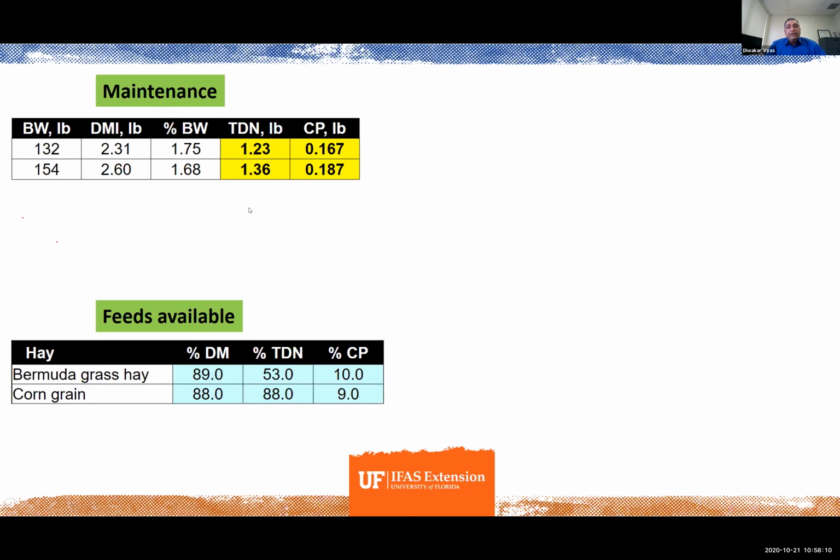Okay. So we have two feeds available at the farm. One is Bermuda grass hay, and second is corn grain. And this is the nutritive value of hay and the grain, TDN and crude protein. Okay, it is very important for us to have the nutritive value of the ingredients that we have at the farm.